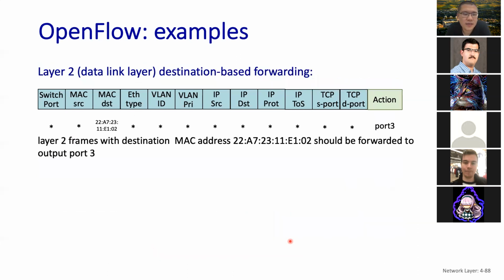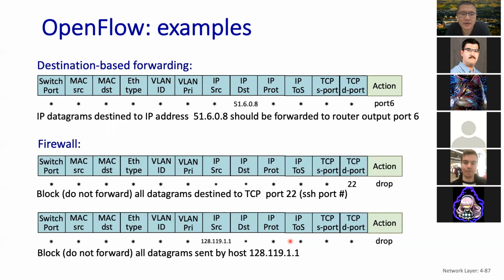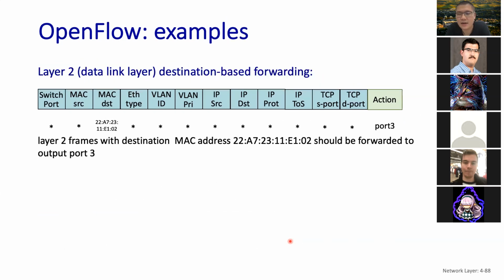There is also forwarding based on layer 2, the data link layer, which is something we will introduce in the next chapter. For example, based on the MAC destination: layer 2 frames with a given destination MAC address should be forwarded to output port 3. Previously we based forwarding on the IP; this is based on the lower layer, the MAC address.